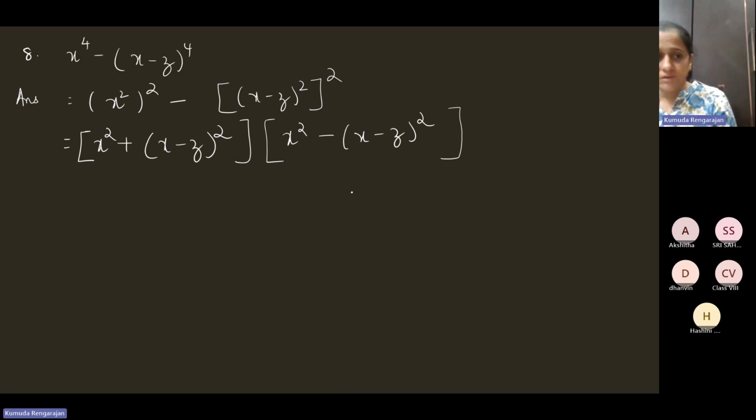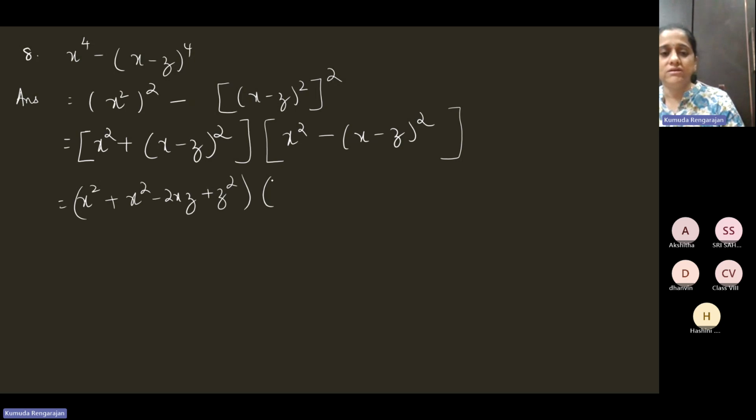Now here in the first bracket, it's x squared plus x minus z the whole square. This cannot be factorized further. But the second one you can factorize, because it's again of the form a squared minus b squared. So here you'll have to expand. x squared plus expand this one. x minus z the whole square is x squared minus 2xz plus z squared. a minus b the whole square is a squared minus 2ab plus b squared. Expand.